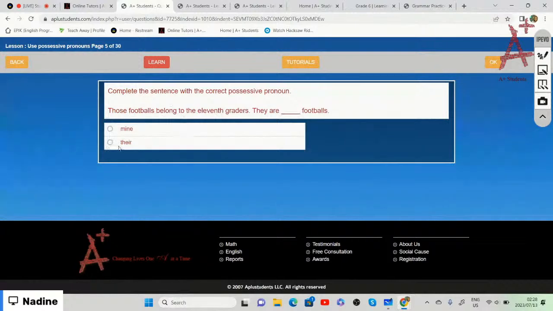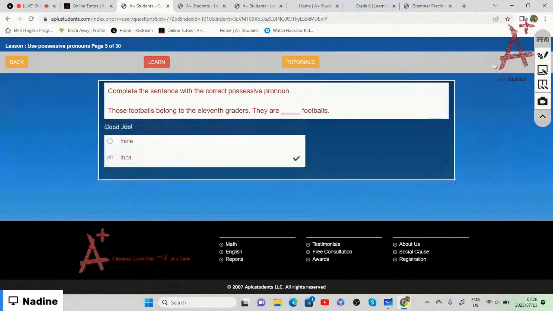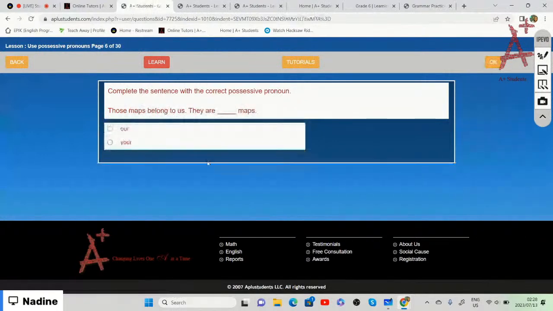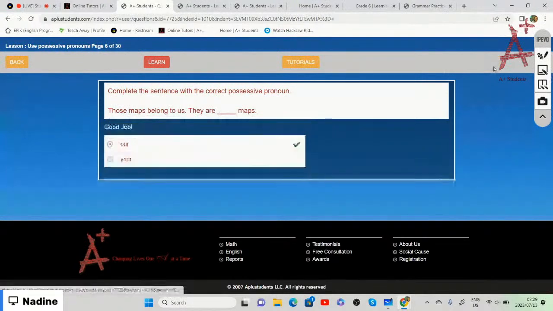All right, so it is their footballs, right? Those maps belong to us. So if the maps belong to us, then is it our maps or your maps? If the maps belong to us, then it is our maps, right? That is our maps.